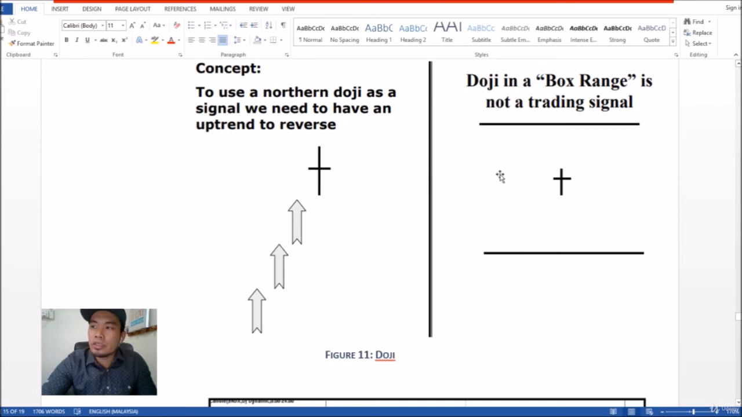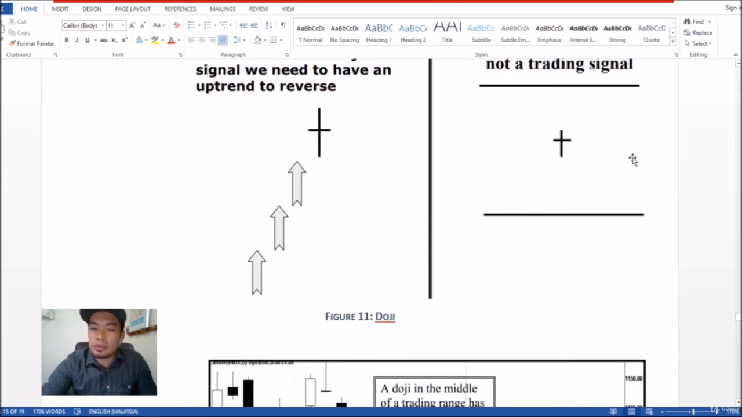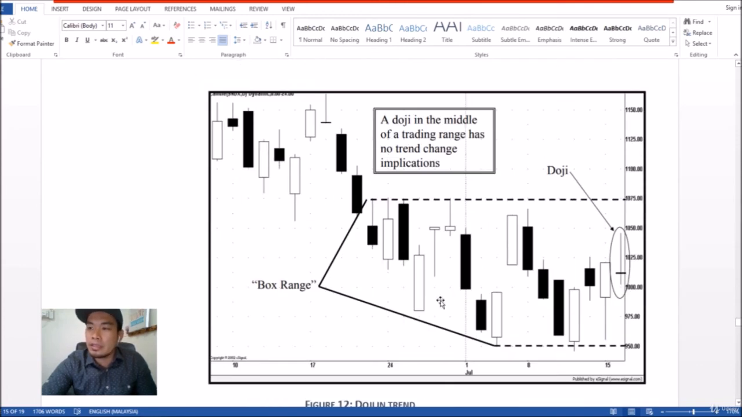And this doji is not really well used in the middle of a trading range. This is the end of the range, and this is a doji in the middle of the range. For example, here in this box range, it's not really reliable to depend on this doji because it is in the middle of the box range. We have to see the signal at the support and resistance of a trend line, so we can estimate the price reversal is going to occur.